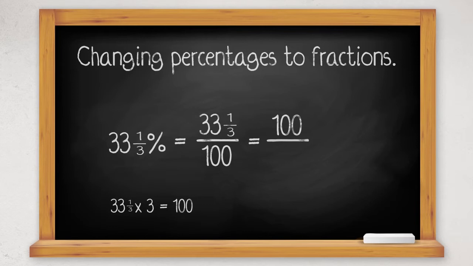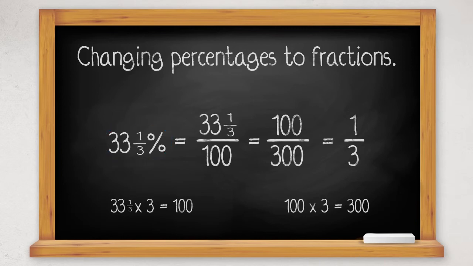Since I multiply the top number by 3, I must multiply the bottom number, 100, by 3 to give 300. I now have 100 over 300, which cancels down by dividing top and bottom by 100 to give 1/3. So 33 1/3% as a fraction is 1/3.